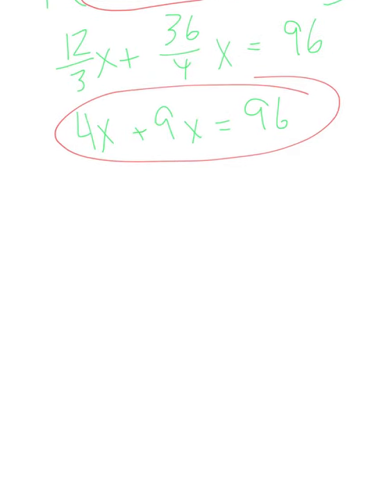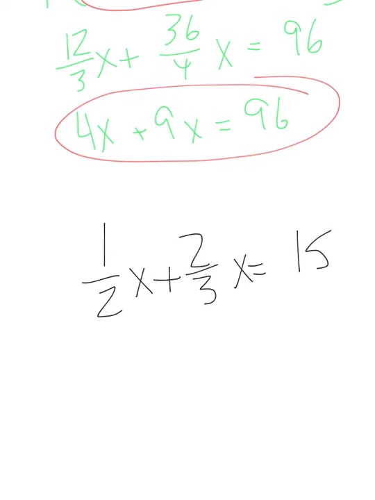So one more quick example. If I had, let's say, 1/2 x plus 2/3 x equals 15, I would look for the common denominator for the fractions: 2, 3, and 1. The common denominator would be 6, so I multiply the top of everything. I'm teeter-tottering. I'm multiplying everything times 6 on both sides.